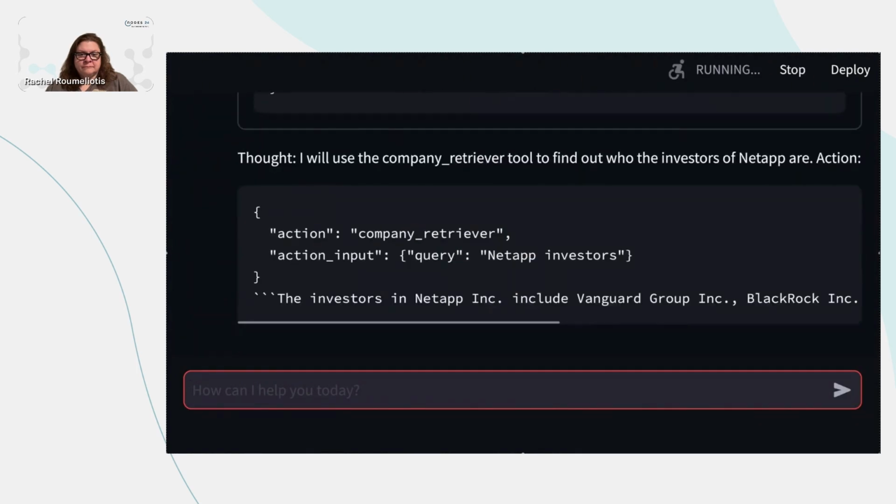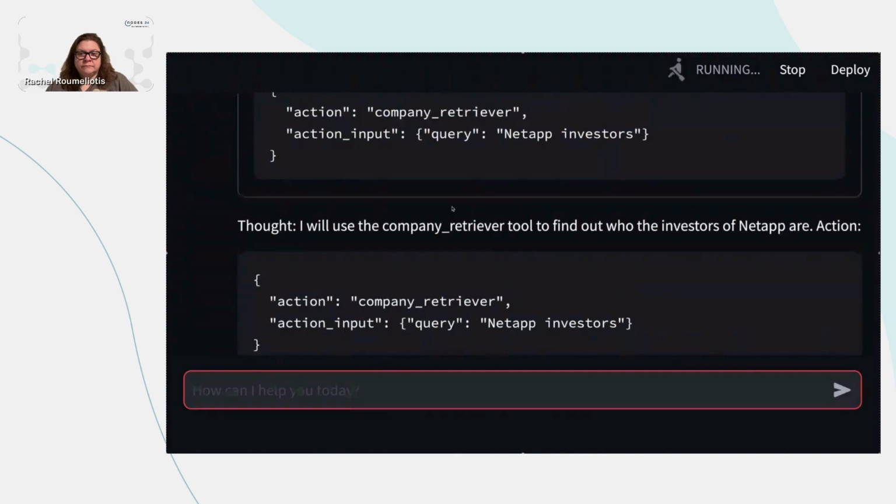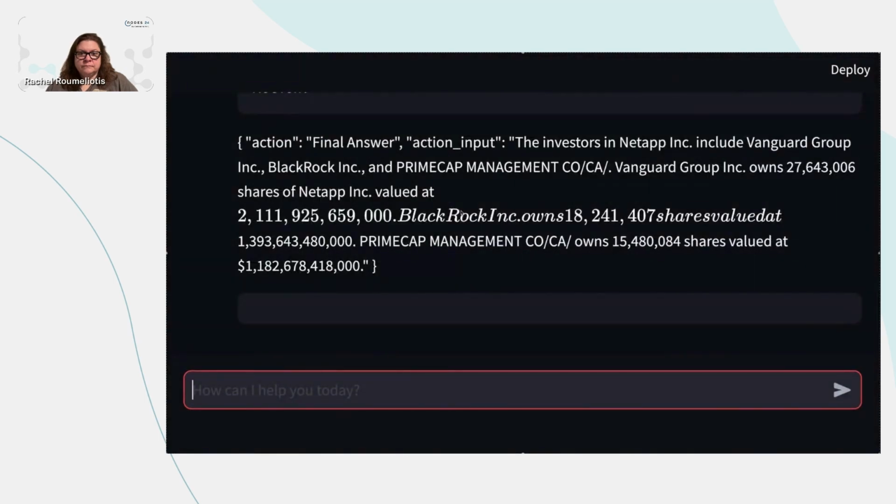Okay, again, it uses the company retriever tool. And the thought, of course, here was it realized that the retrieval tool is able to find information about investors in addition to companies. And so that's what it called out to. And it found out the information that it needed. And here's the investors, with some interesting added text. Well done for the LLM there.